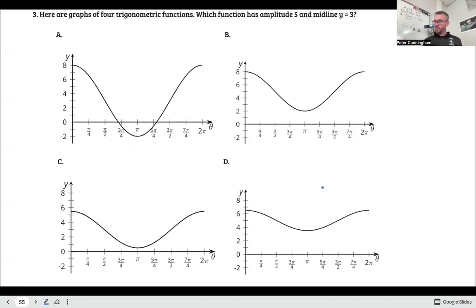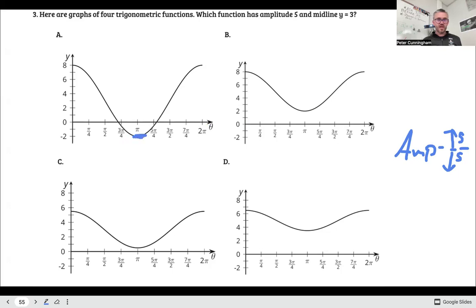All right. When we look at the amplitude and the midline here, think about the amplitude. The amplitude is not from the top to the bottom. It's half of the distance from the top to the bottom. So amplitude goes in both directions. It's saying you're going to go 5 up and 5 down. Essentially, if you have an amplitude of 5, you're saying that it's 10 spaces between the top and the bottom. And then your midline is what's in the middle there.